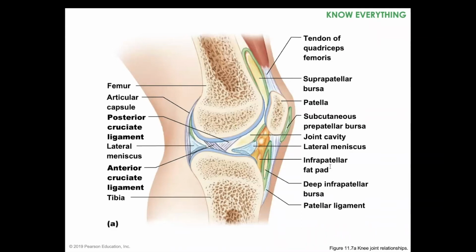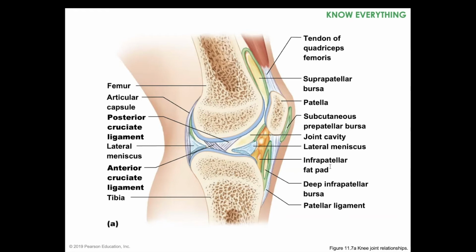We have the quad tendon that attaches the quad muscles to the patella. The patella is then connected to the tibia by the patellar ligament. You may have heard the patellar ligament also be called the patella tendon. However, that's not really true because ligaments connect bone to bone, not tendon. So the patella is a bone connecting to the tibia, another bone, so it's a ligament. Tendons connect muscles to bones.